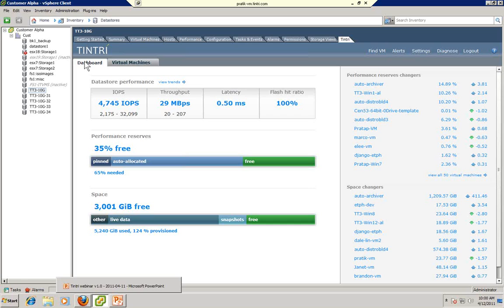And then how about linked clones? Yes, we do support linked clones. This is something that is used by VMware View, and so that is supported. Okay, excellent. All right, well, with that, we're running up against the top of the hour.